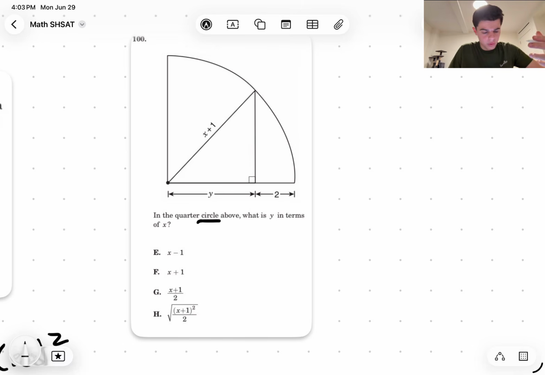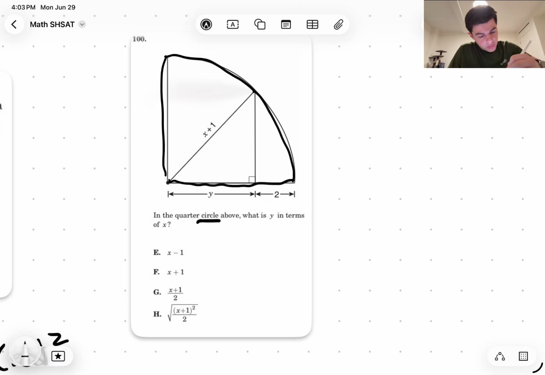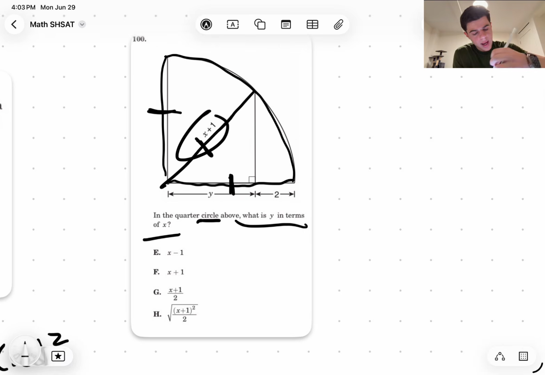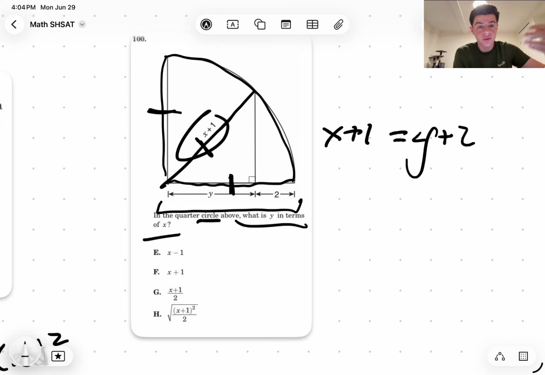If this is a quarter circle, right, this is our circumference, and these are both radii, right? These 3 are radii. So that means that these 3 must be equal to each other. So they're asking for what is y in terms of x. Well, we know x plus 1 must equal y plus 2, right? This distance here, because they are both the radii and therefore equal.